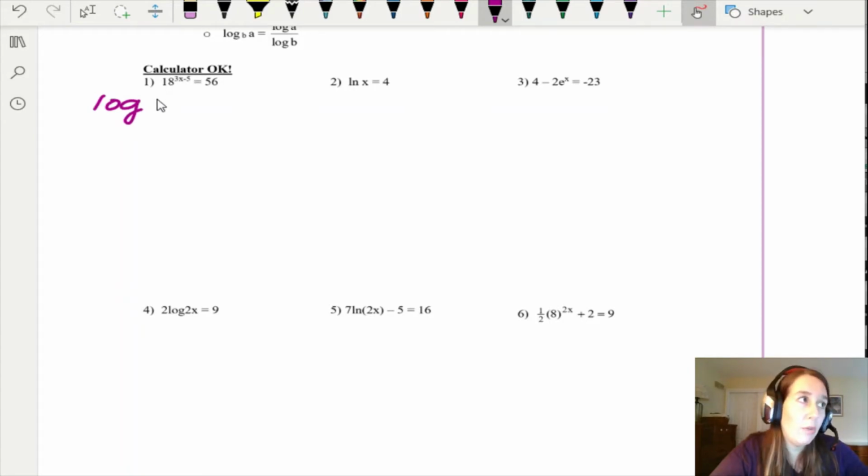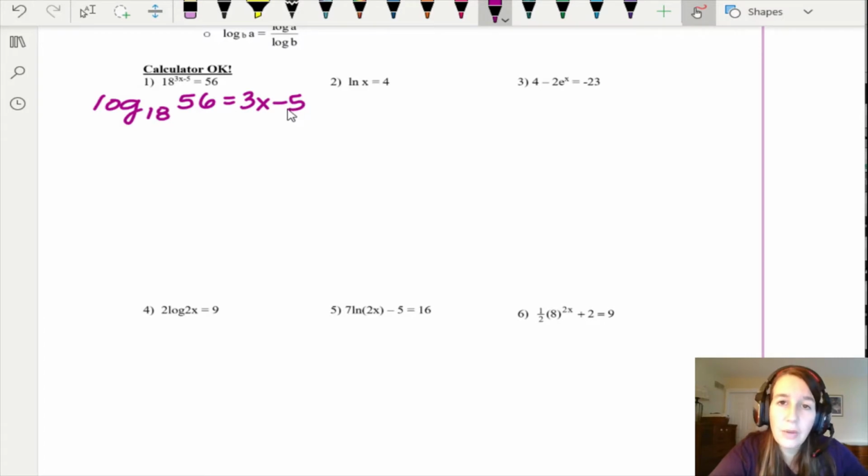Okay? So remember, if we're going to change it to log form, we're going to write log, and then we will use 18 as the base because that's already the base. And then remember that the other two parts, the exponent and the answer, switch locations. So this is 56 here, and this is 3x minus 5. Okay? So now that we're in log form, we can see, oh yeah, we'll be able to solve for this x, right? This is just 3x minus 5, so it's just a linear equation to solve.